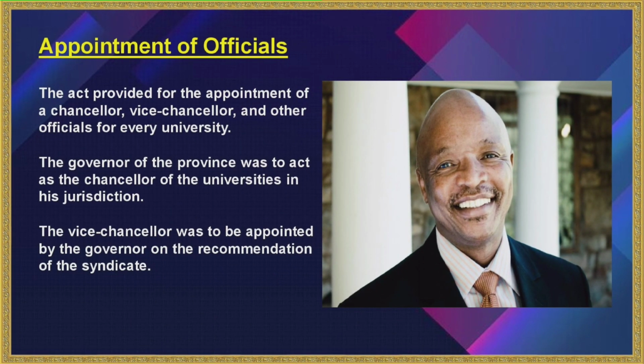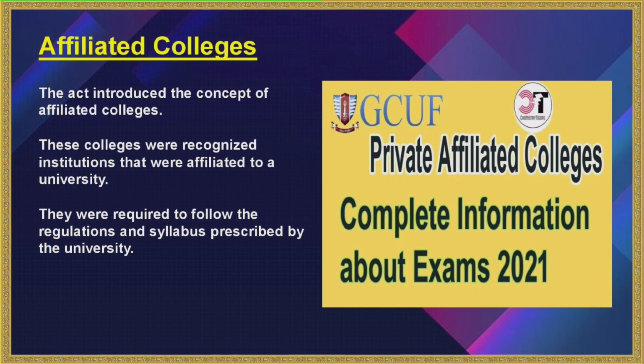Appointment of officials. The Act provided for the appointment of a chancellor, vice-chancellor, and other officials for every university. The governor of the province was to act as the chancellor of the universities in his jurisdiction. The vice-chancellor was to be appointed by the governor on the recommendation of the syndicate.